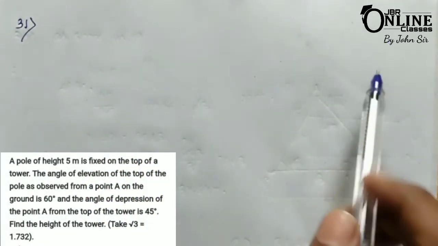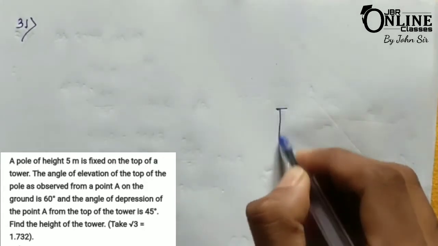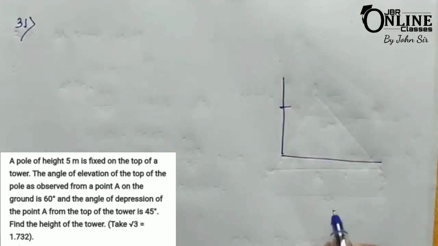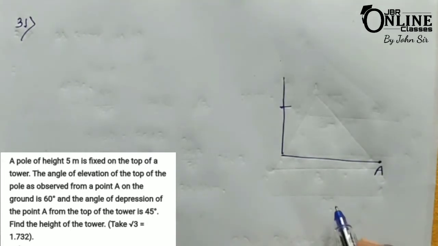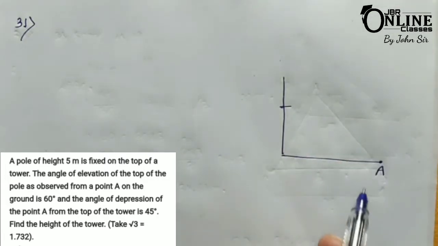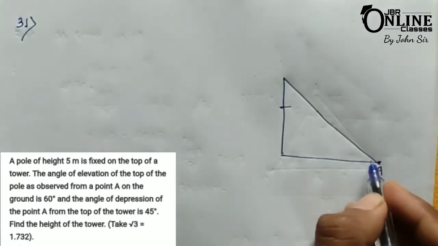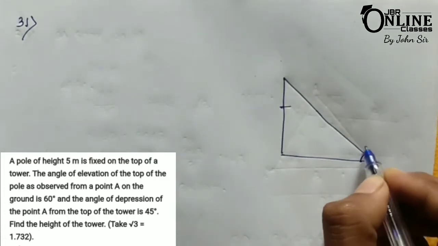So now in sum number 31, a pole of height 5 meter is fixed on the top of a tower. So suppose this is a tower and this is a ground. A pole is fixed on the top of the tower, and the angle of elevation of the top of the pole was observed from a point A. Suppose that is a point A, and the angle of depression of the point A from the top of the tower is 45 degree. So first you have to draw the angle of elevation, which is the top of the pole. So here the angle of elevation of the top of the pole equals 60 degree.